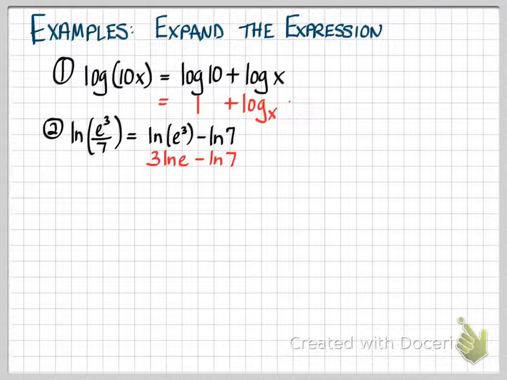We've fully expanded at this point because inside the natural logarithms there's just a single number, but I can actually go a little bit further and simplify by changing the natural log of e to 1, because the natural log of e is 1. And I've got a simplified expression that's been expanded. 3 minus natural log of 7 is the most expanded simplified form.